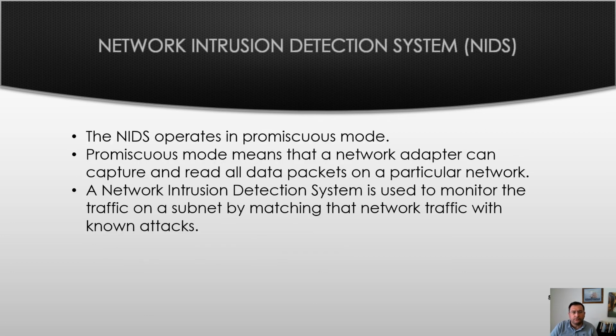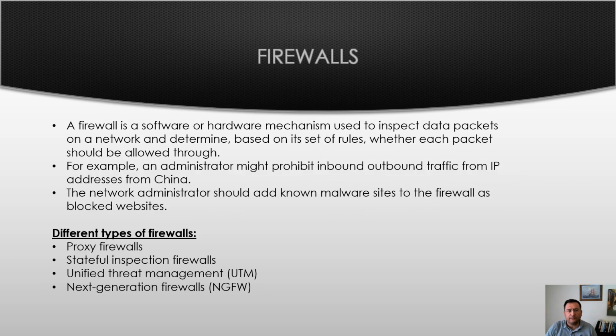A network-based intrusion detection system detects malicious traffic on a network. NIDS usually require promiscuous network access in order to analyze all traffic. The NIDS operate in promiscuous mode, which means that a network adapter can capture and read all data packets on a particular network. A network intrusion system is used to monitor the traffic on a subnet by matching that network traffic with known attacks.